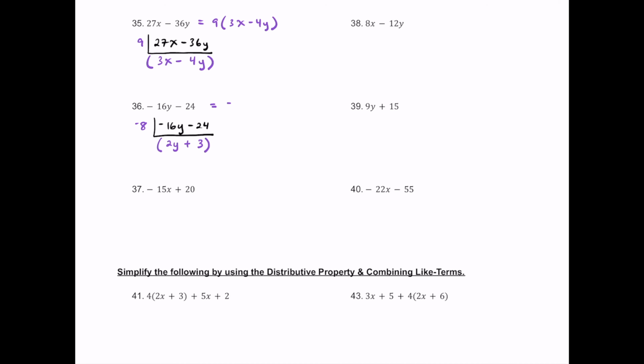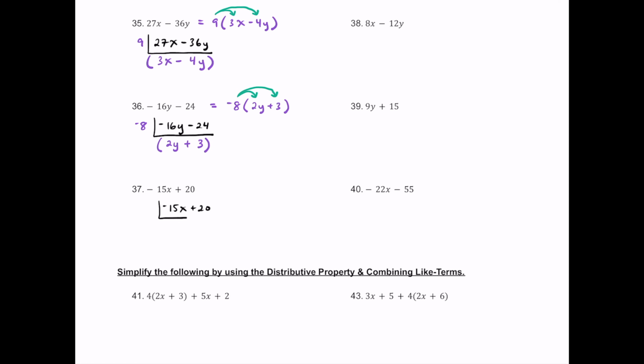Okay, so if I write this, it's going to be negative 8 times 2y plus 3. And if you go ahead and distribute that negative 8, you'll see that this will be negative 16 and a negative 24. So it does work out. So the goal here is just trying to make that 2y a positive 2y. Again, it's not the most important thing in the world right now, but as you get into some different types of math problems in higher level math classes, you definitely want to try to take out a negative if you can.